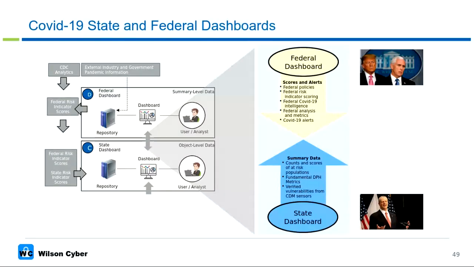So for the federal dashboard, we would have federal policies, federal risk indicator scoring, federal COVID-19 intelligence, federal analytics and metrics, and COVID-19 alerts. At the state level, we would have counts and scores at risk populations, under 20, 20 to 30, et cetera, fundamental Department of Public Health metrics, verified vulnerabilities from CDM sensors, which gives us our state level dashboard. So you can see you can apply the same principles at the engineering level of a global healthcare pandemic risk as we can apply to a cybersecurity risk.